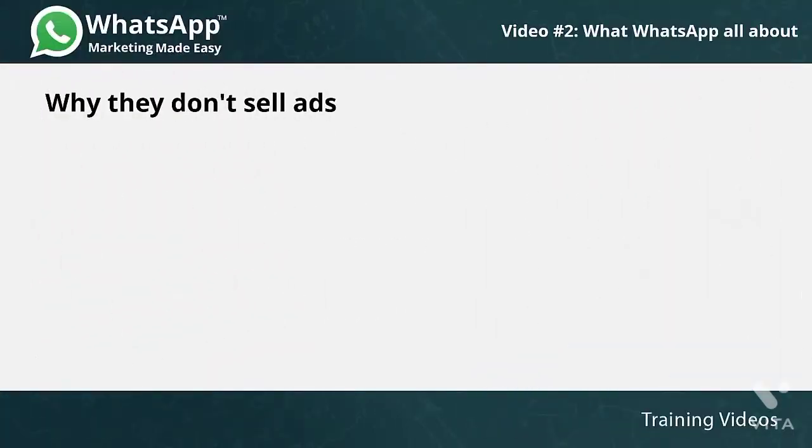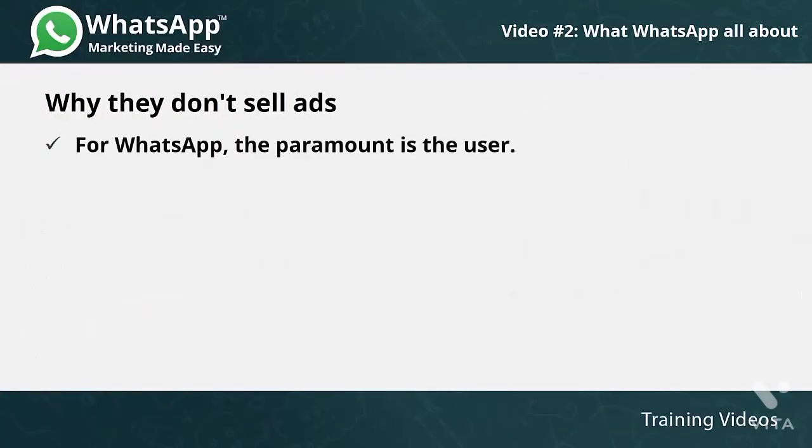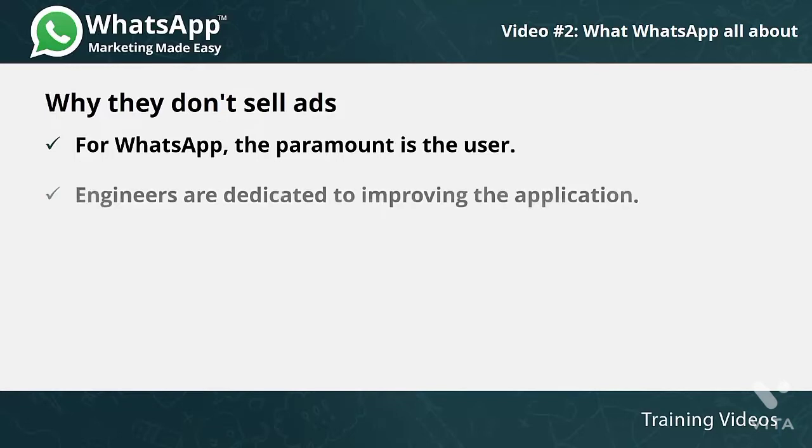Why they don't sell ads. For WhatsApp, the paramount is the user. The company makes sure that its users feel comfortable and confident when using WhatsApp. Engineers are dedicated to improving the application by correcting any errors, creating new options, features, and optimizing the complex interface that exists between the user and the application.